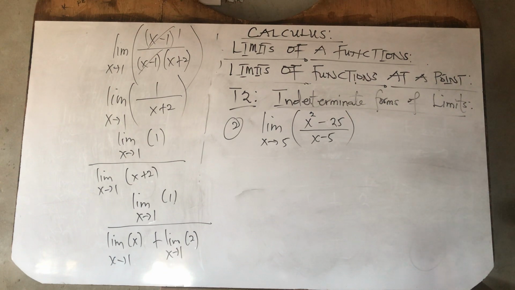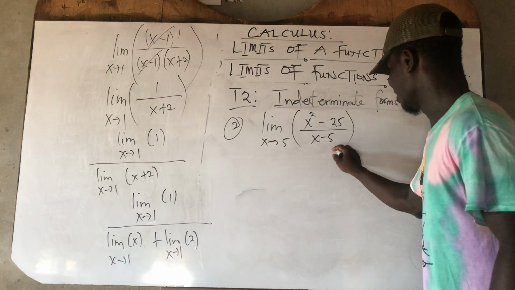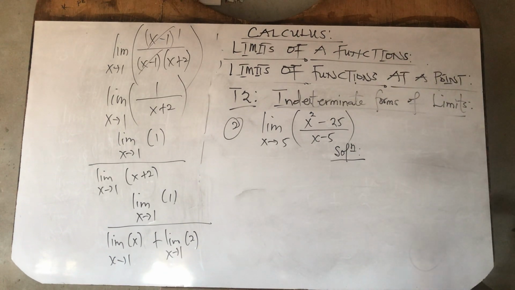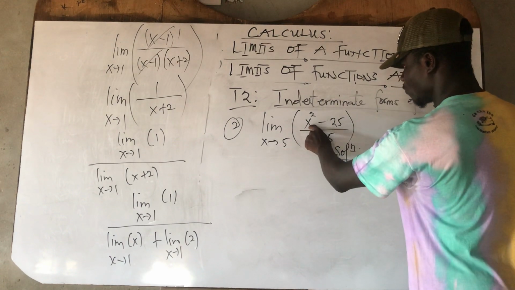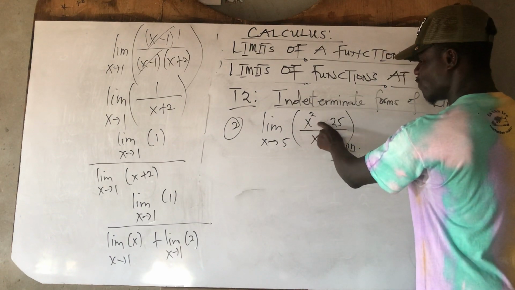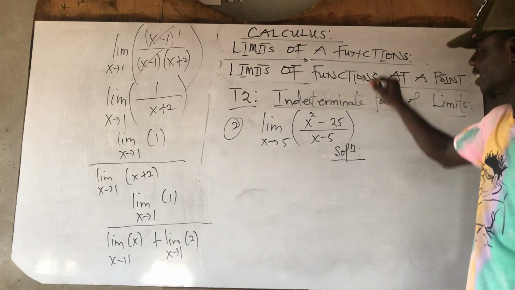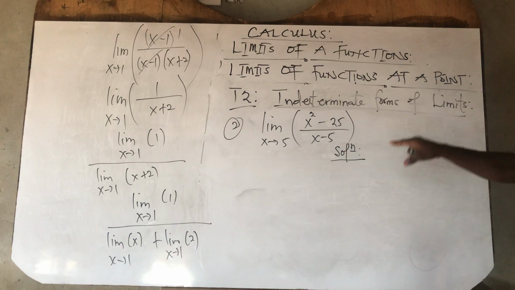This one is very, very simple. Let me think myself. Solution. So how will you do that? Now, here you cannot do direct substitution. Because when you substitute 5 here, you get 5 squared, which is 25. 25 minus 25 is 0. 5 minus 5 is 0. So you get 0 over 0, so you have to do further checks.